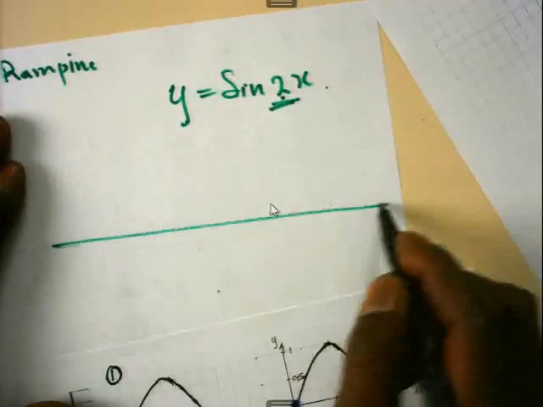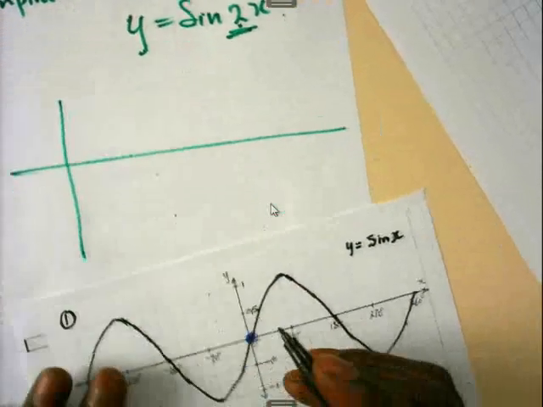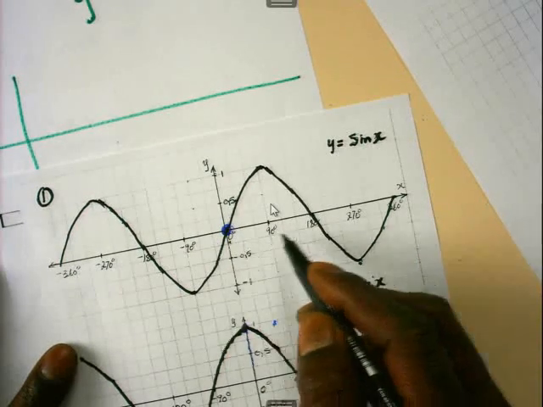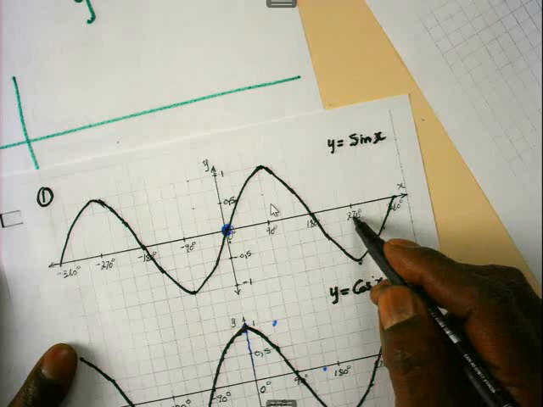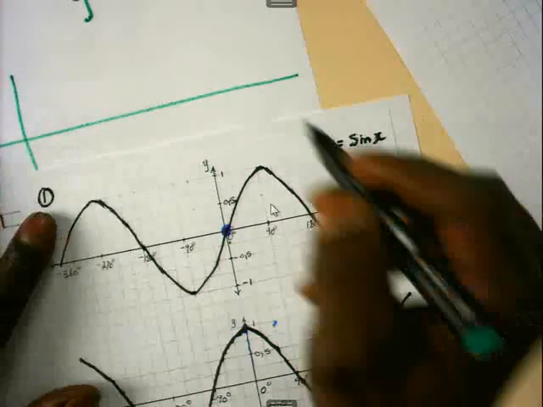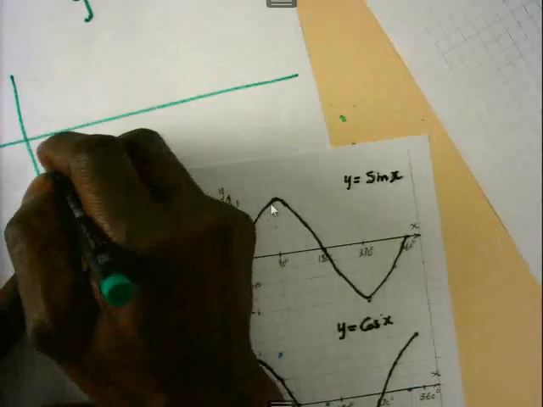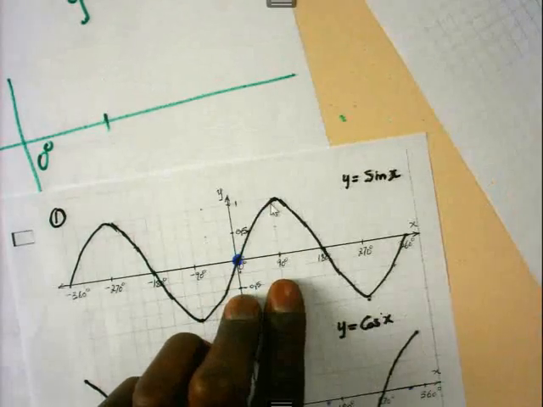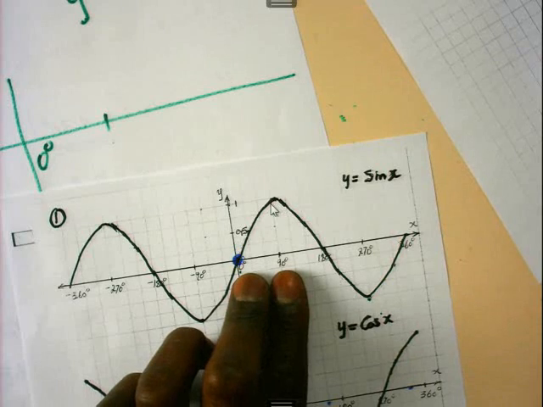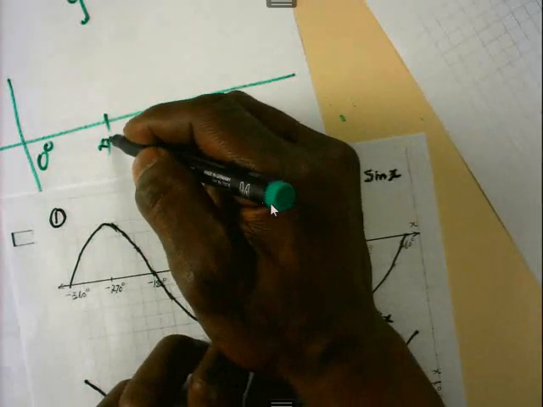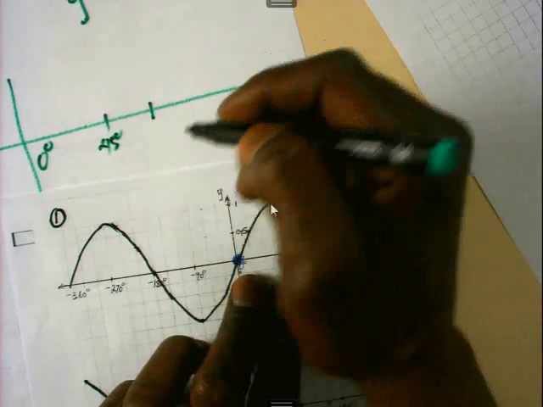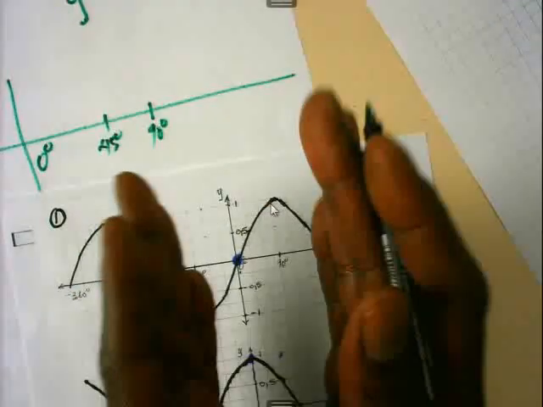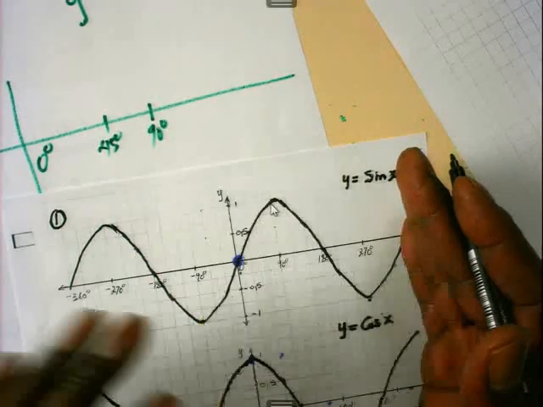Now, in order for us to have that pattern, in the original graph, we are having multiples of 0, 90, 180, 270, 360. In this case, we'll have 0 degrees there, but the next multiple that will give us 90 degrees must be 45 degrees. The next one must be 90 degrees. So this is changing the scale of the mother function.